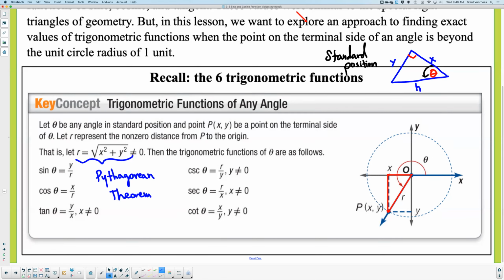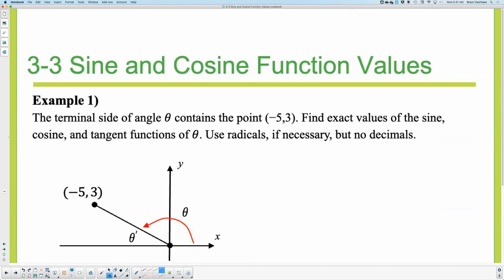Okay. So with that, we're going to get started. Your radius can never be zero. If it was, it wouldn't be a circle. It would just be a point at the origin. So that's why it says cannot equal zero. All right, so let's get started.